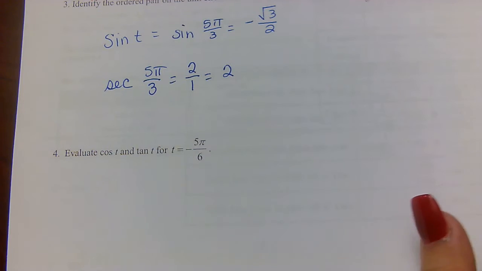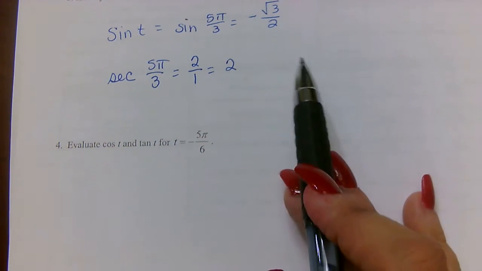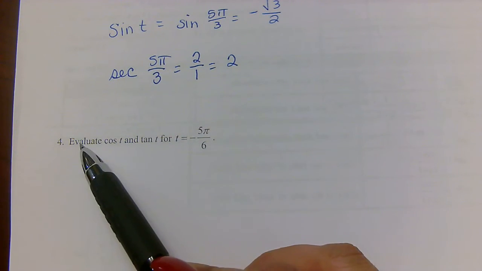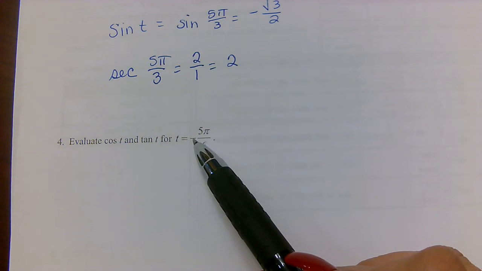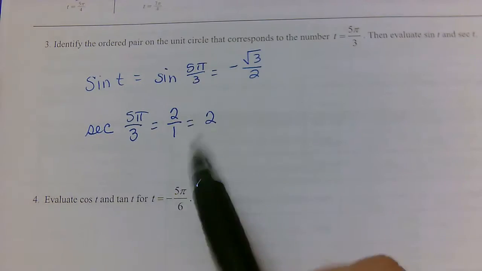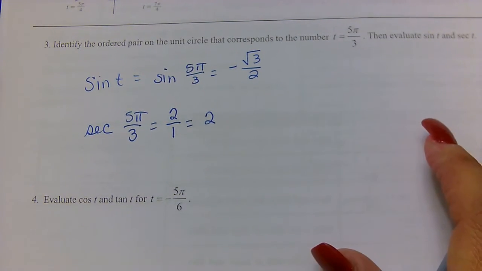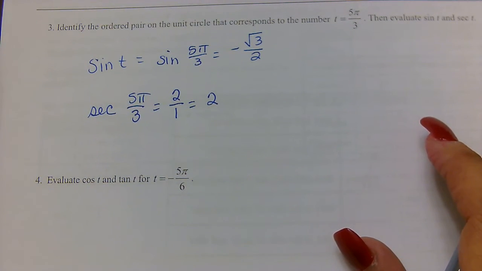We're going to be doing some that are not on the unit circle in the future. Okay, let's go ahead and do this one. Evaluate cosine and tangent for t is equal to negative 5 pi over 6. Okay, so be careful here. There's a few things you need to keep in mind, all right?